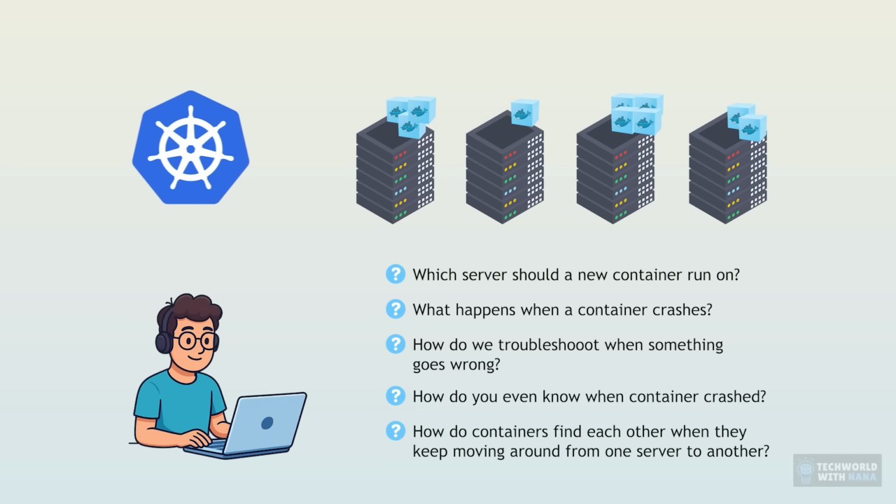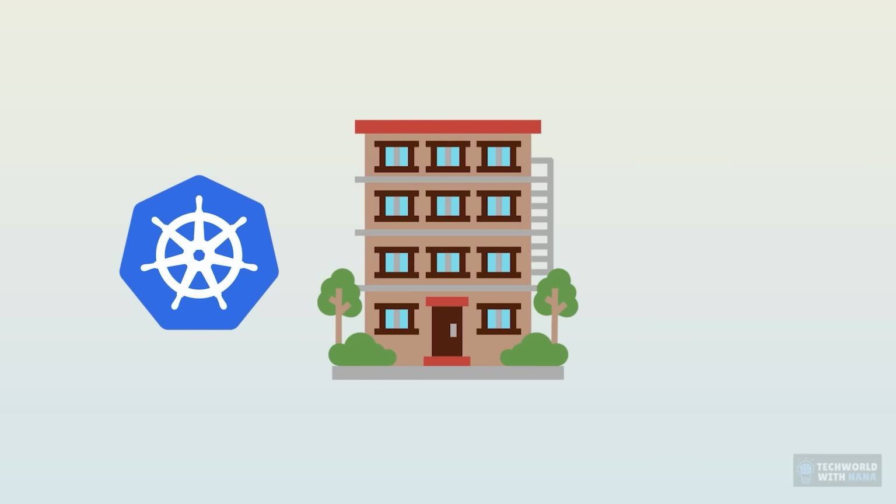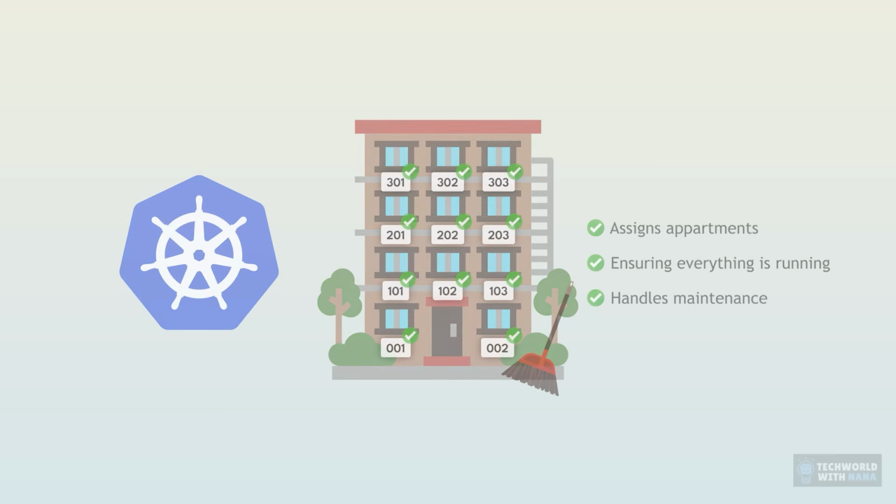And this is where Kubernetes comes into the picture. So Kubernetes automates container management. Think of it like an automated building manager that assigns apartments, ensures everything is running, and handles maintenance.